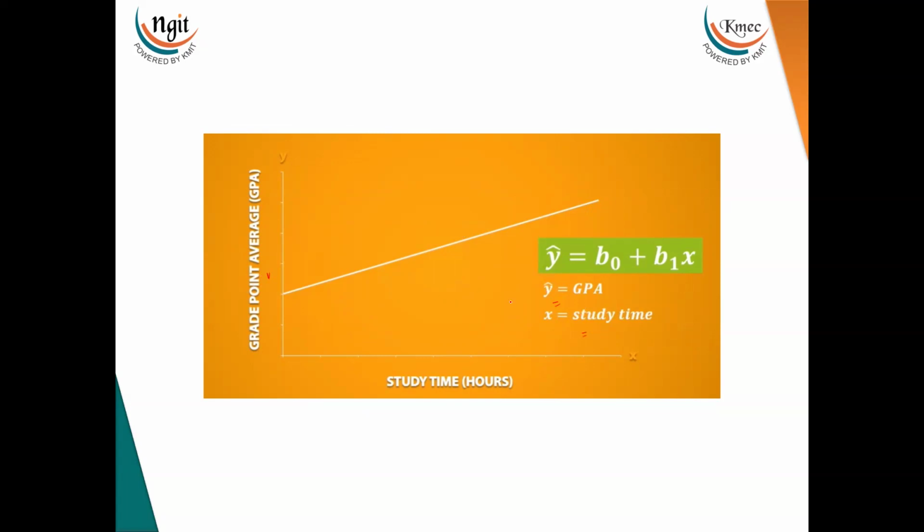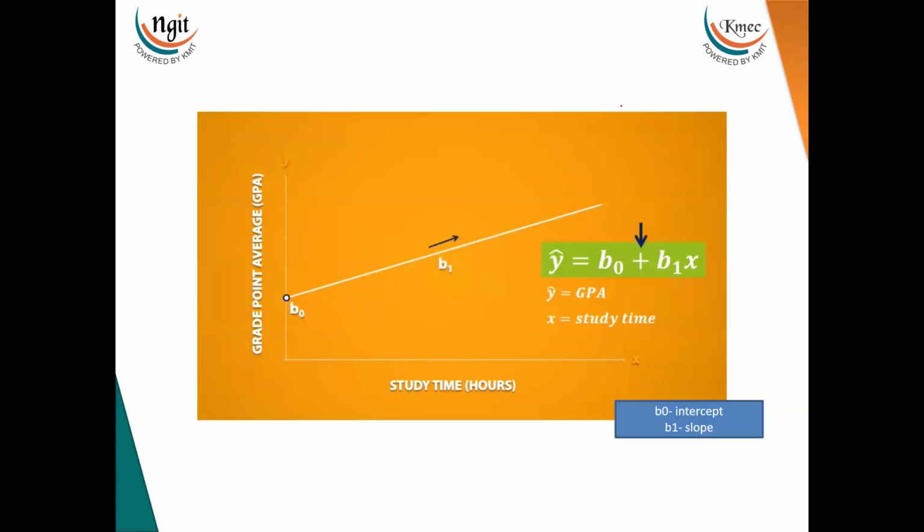So if you spend time on study, obviously there will be a positive relation. That's why we can say it is b naught plus b1 into x. So it is C. b naught is the intercept, b1 is the slope. And as it is increasing, we are going to see it as plus.